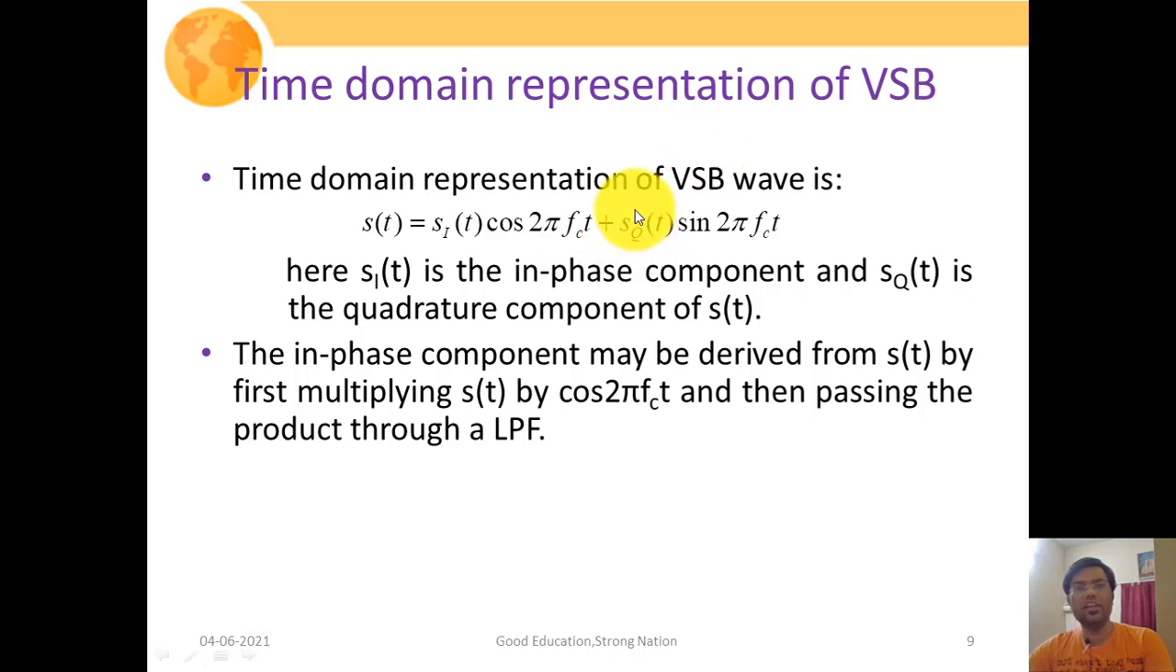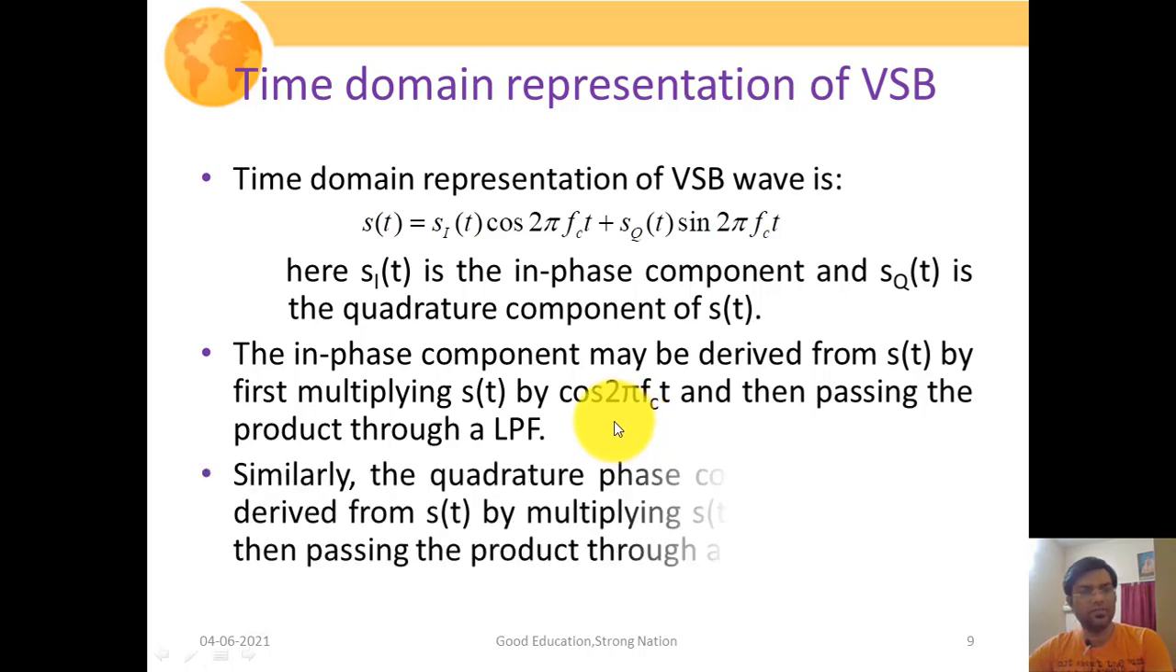In a similar manner, if we have to find the SQ of t, or the quadrature component of that signal, then we just have to multiply our signal S(t) with sine 2 pi fc t and again pass it through a low pass filter. So this is how we obtain the in-phase component as well as the quadrature component.